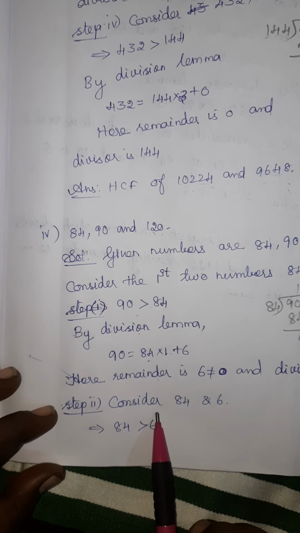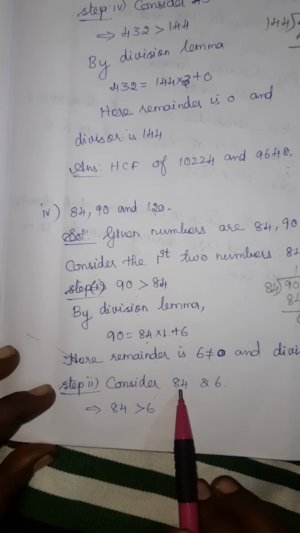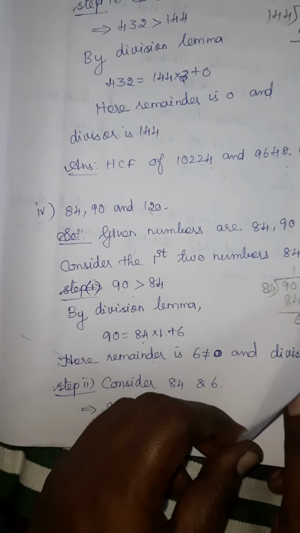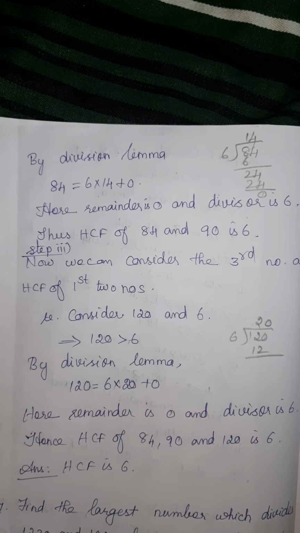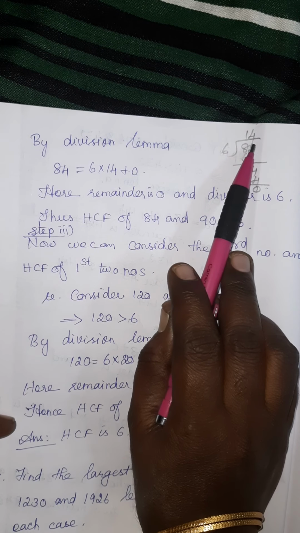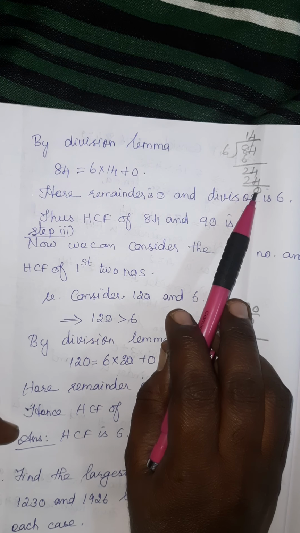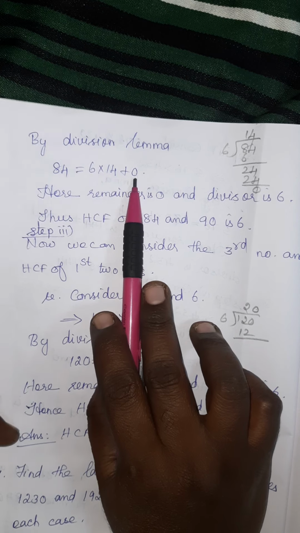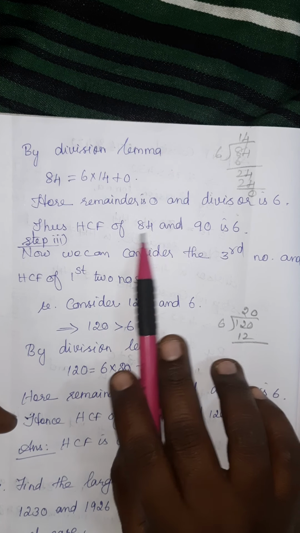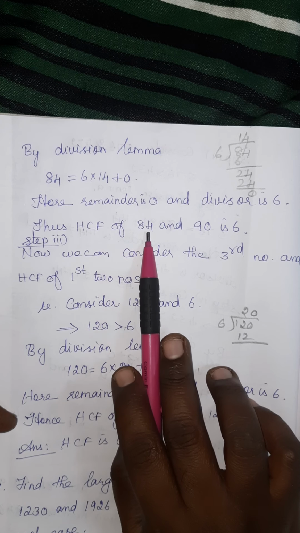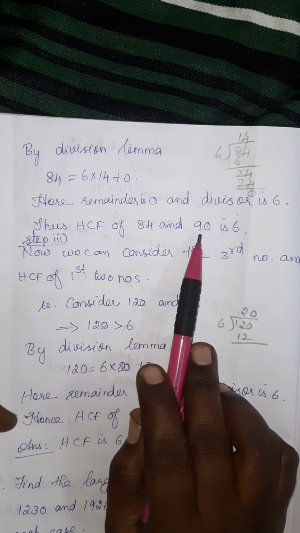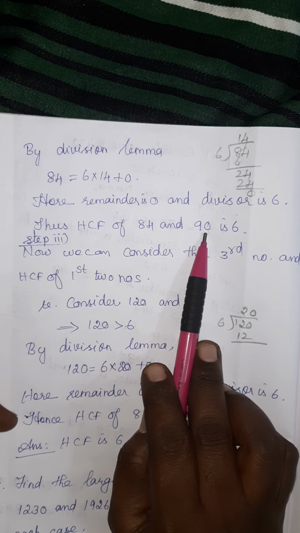So we have the next step. In the next step we have the 2 numbers 84 and 6. So using this 6 we can divide the number 84. You get 14 as the quotient, but the remainder is 0. Since the remainder is 0, you have reached the end of this step. We can write the HCF, but we cannot conclude the sum. We found the HCF of the first 2 numbers only.